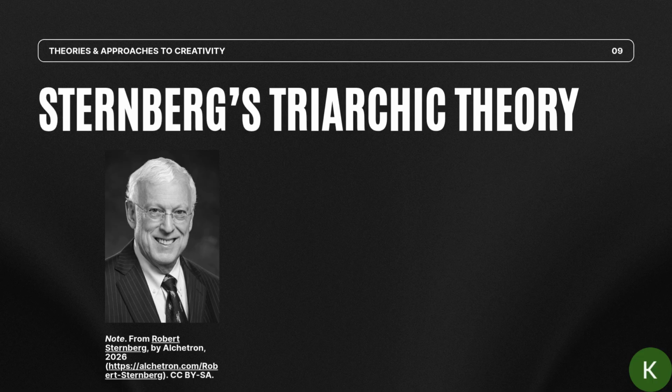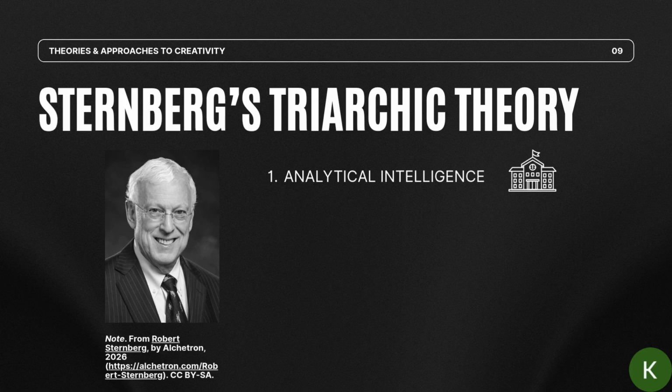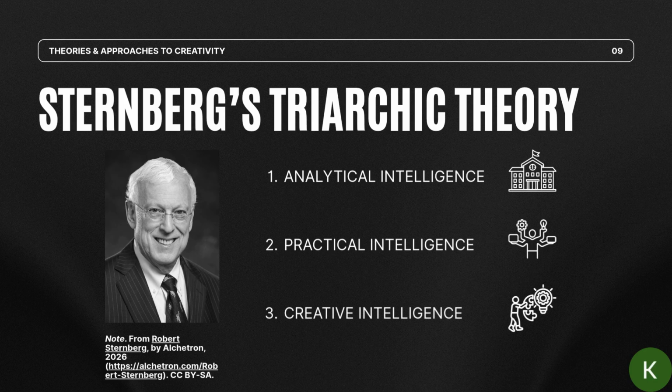First, we have Robert Sternberg's triarchic theory. Sternberg suggests that intelligence isn't just one thing, it's actually divided into 3 parts: analytical intelligence, which is what we typically use in school; practical intelligence, or the ability to adapt to our everyday context; and, of course, creative intelligence, which is our ability to be flexible and innovative when facing new problems.